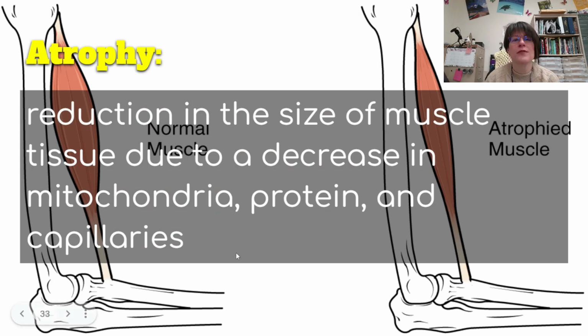There's also atrophy. This is reduction in the size of muscle tissue due to a decrease in mitochondria, protein, and capillaries. So here is a nice, healthy, normal muscle. Over here is a thin, atrophied muscle. Maybe if you've broken a bone and had to have a cast, you've experienced muscle atrophy after getting that cast off. Your muscle is a lot smaller. If you don't use your muscles, you'll lose them to atrophy.